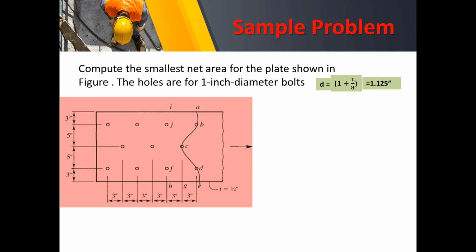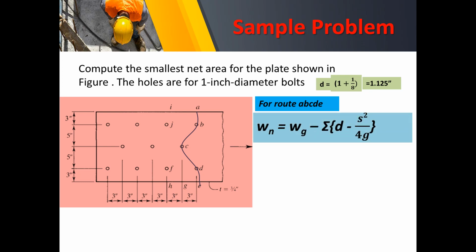So next, we are going to have the root, the possible root in the configuration near to your loading. So for root A, B, C, D, E, we apply this formula that the net width is equal to the gross width less the summation of d primes. Hence, we have here equation.